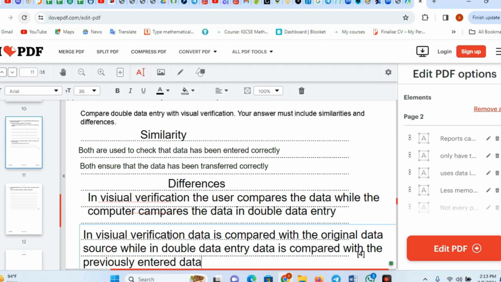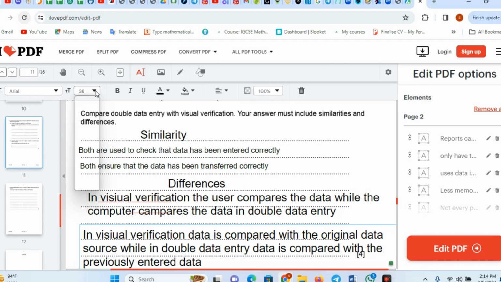Since it is the computer that vets in double data entry, it vets against the previously entered data. While in visual verification, since the user is going to check it, you are going to check it against the original data. Do we understand that? All right. That is that for question 10A.